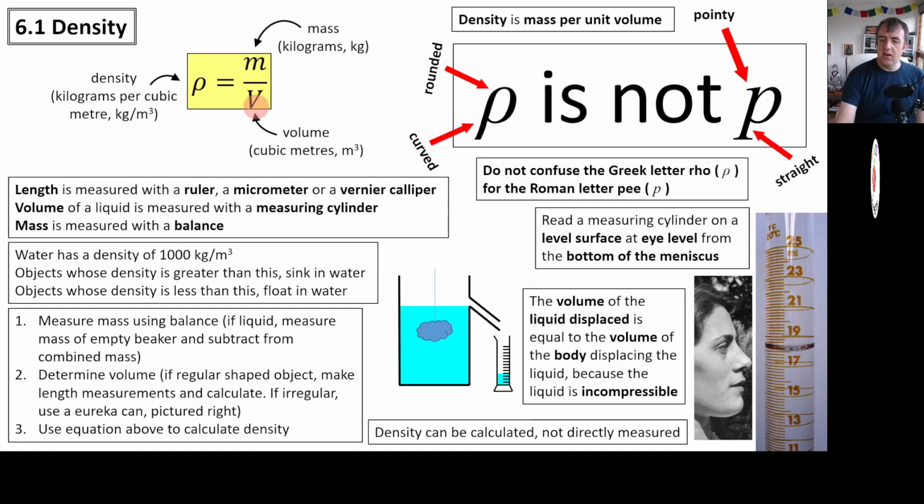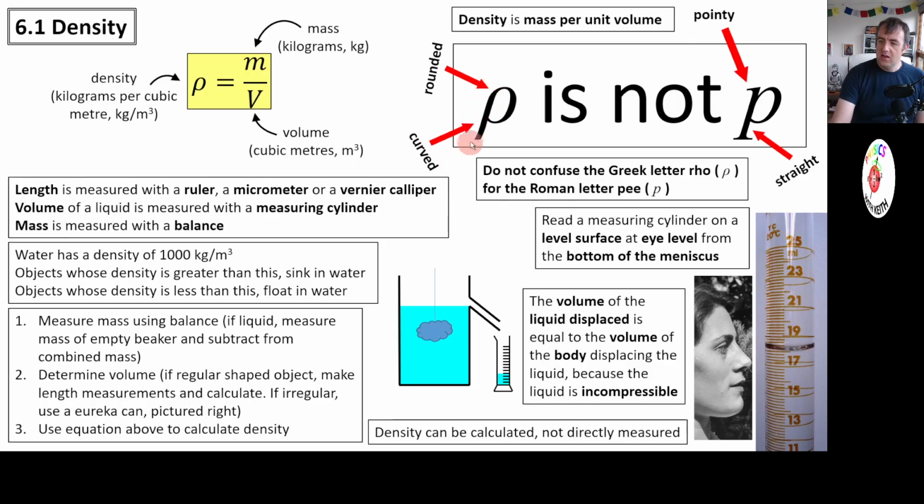Now a key thing here, and I've made it subtle on this particular presentation, is that P is not rho. Rho is not P. Actually, the first letter I've written here is rho. Do not confuse it with the Roman letter P. The Greek letter rho is a different letter, kind of like the equivalent to the Roman letter R. Nothing to do with P at all. I know they look similar, but there are differences.